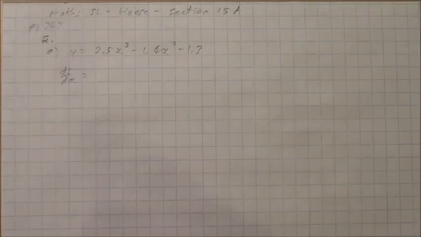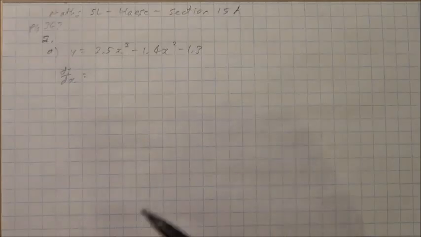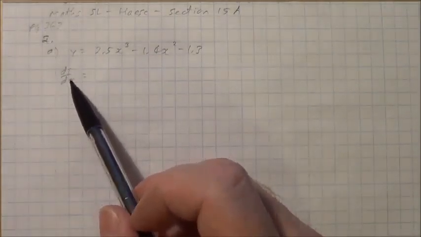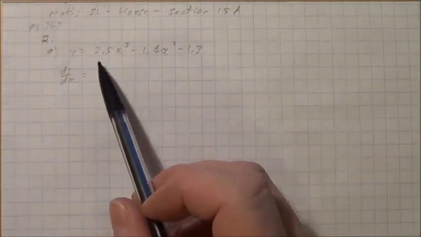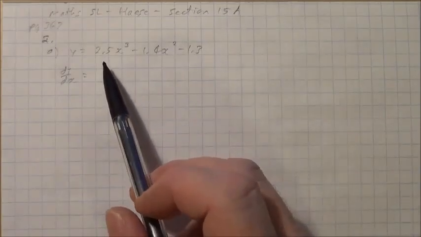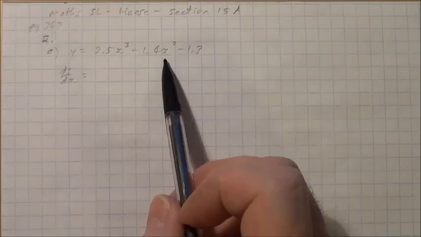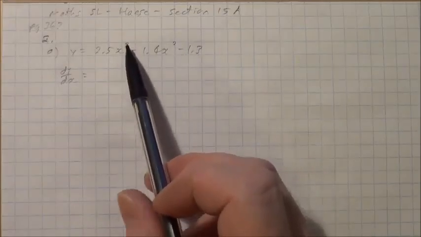Section 15A, question number 2, page 363. Here we're asked to find dy by dx, which, of course, is just another way of saying the derivative of the function, the derivative of y with respect to x. So here we're just going to use the same power law as we have in the past. 2.5x cubed minus 1.4x squared minus 1.3.